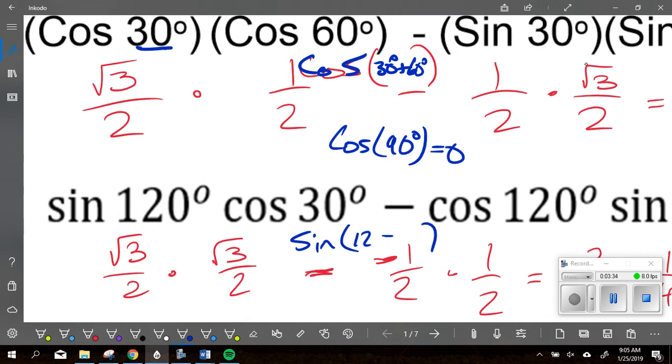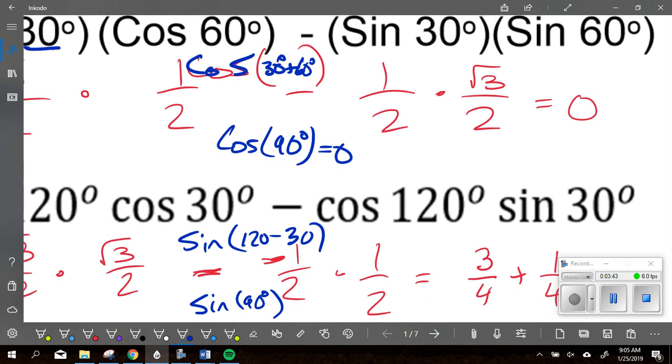My alpha is 120. My beta is 30. 120 minus 30 is 90. What's sine at 90 degrees? Hey, it's 1. Exactly like what we got here initially. Sum and difference identities, they work. Okay? It's a new thing I'm going to give you today. Okay? It's different than what we did in the last chapter.